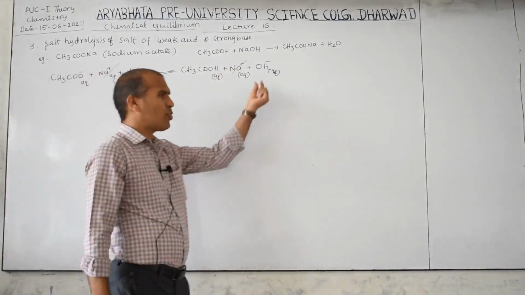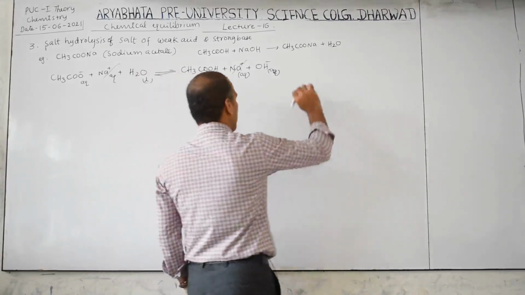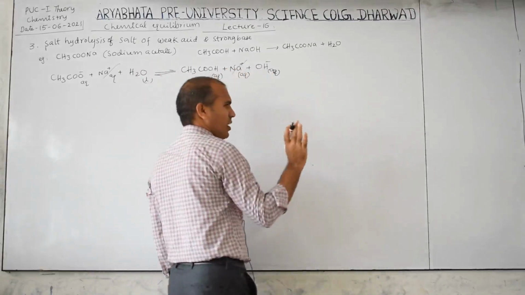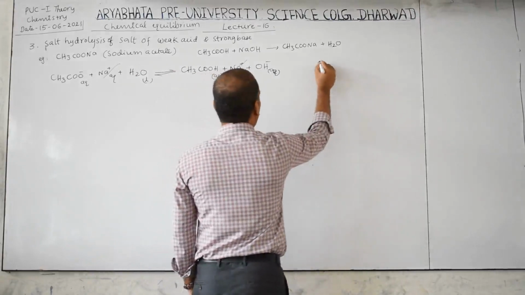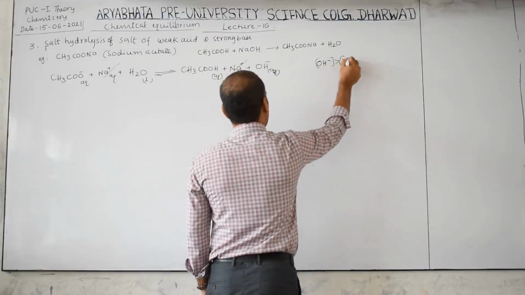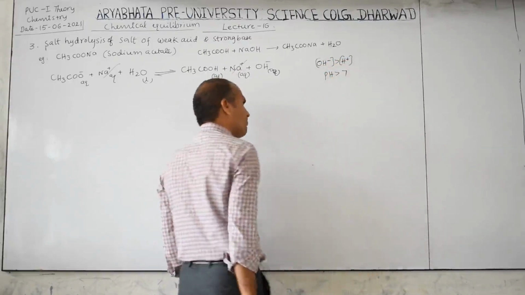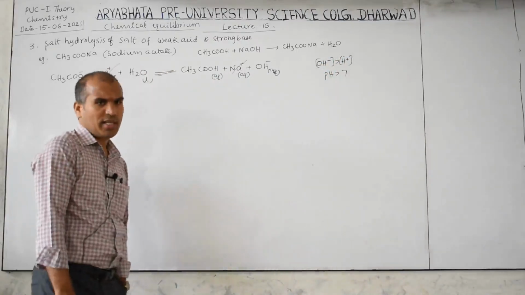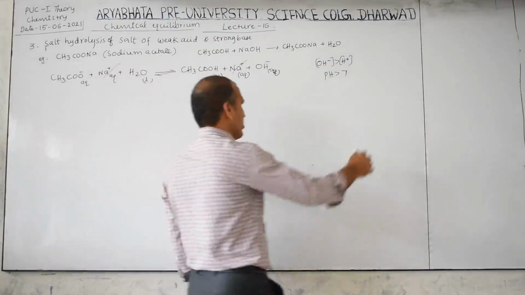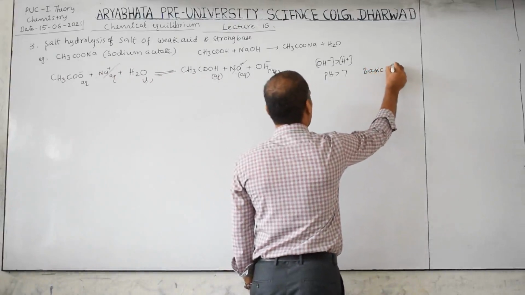Now here, OH minus ion is produced in this equation, therefore the OH minus ion concentration is greater than the H plus ion concentration. When the OH minus ion concentration is greater than the H plus ion concentration, pH is greater than 7. pH greater than 7 means you have to consider this a basic solution.